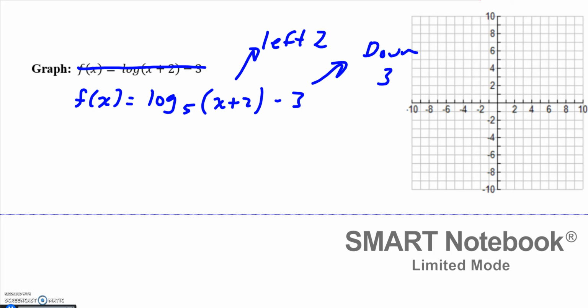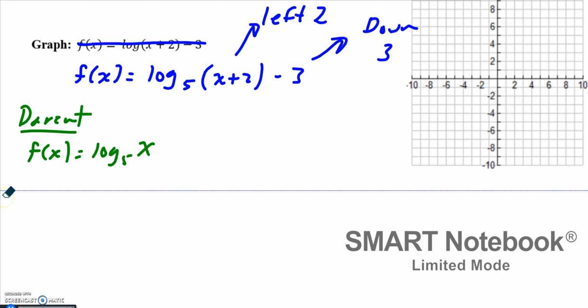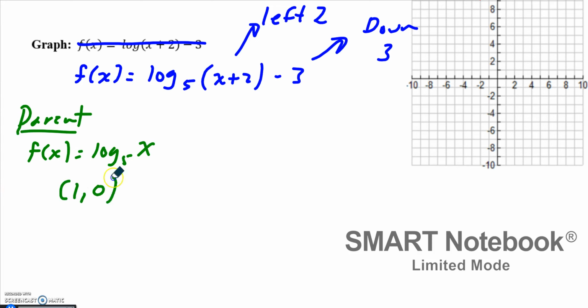But before any of that happens, I need to think about my parent function, which would be f of x equals log base 5 of x, the most basic one. And so if I have this parent function, I know from the previous problem that it's going to go through the point 1, 0 for sure, and it's going to go through the point b, comma, 1. In this case, b is 5, so it's going to go through the point 5, comma, 1.